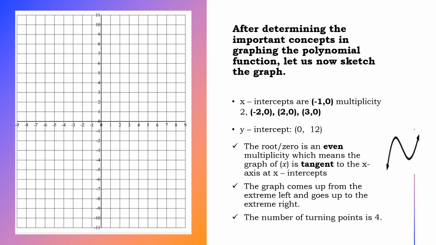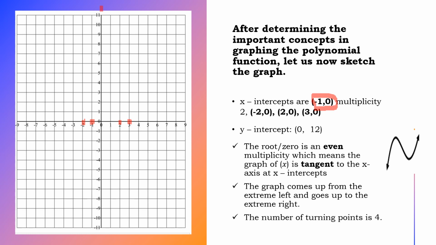Okay, so plot natin ang ating mga x-intercept. We have negative 1, 0 dito, multiplicity 2, and then negative 2, 0. And also we have 2, 0 dito, 3, 0 dito. And then ang ating y-intercept ay 0, positive 12. I think here yon. So estimate natin ng ganyan. And then our multiplicity is tangent. Even multiplicity yon. Magkakaroon tayo ng turning point pagdating sa negative 1, 0.